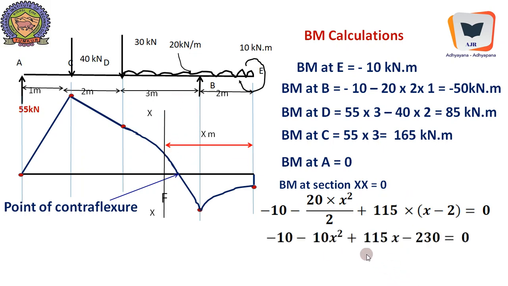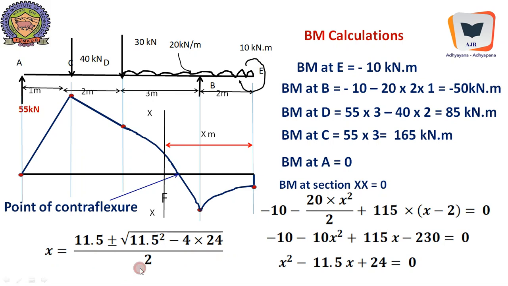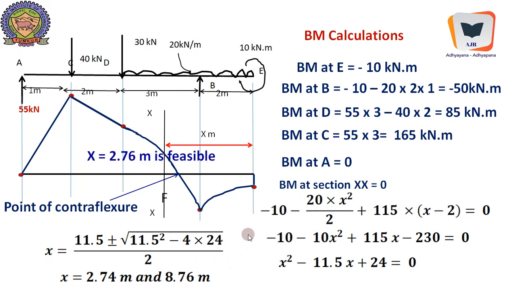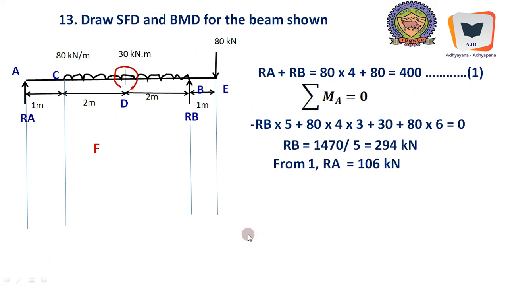Upon simplification, this equation takes the form of a quadratic equation with the x square term in the beginning, and we find the roots to be 2.74 meter and 8.76 meter. Justifiably, 8.76 is not applicable because it crosses the beam dimension and becomes infeasible. Therefore, 2.74 is the feasible location where bending moment becomes 0.